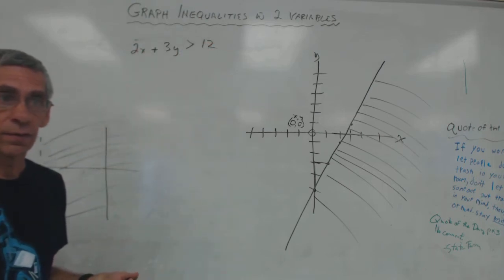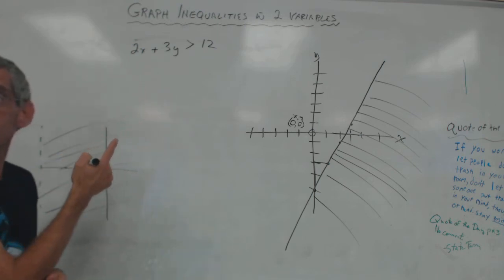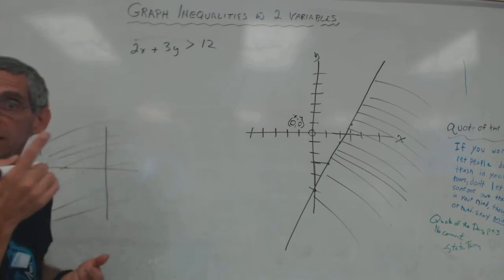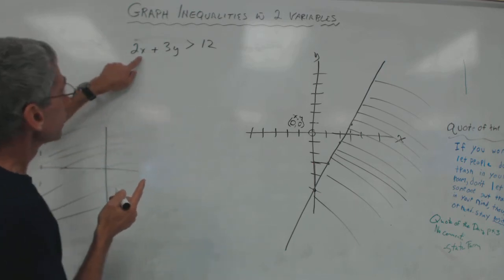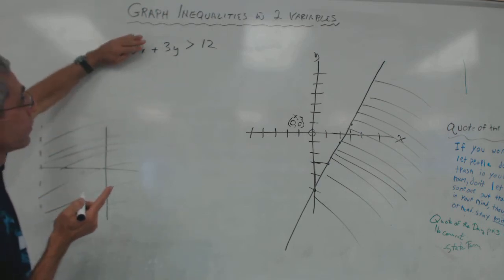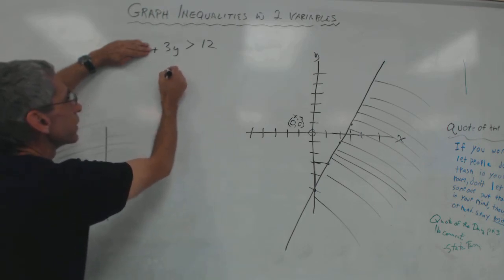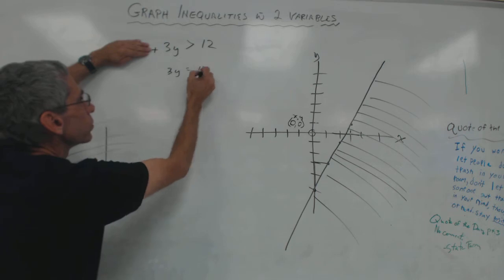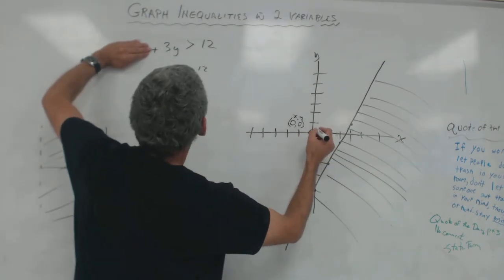Don't you have to put it in something? You can, but remember, how do we graph these? An easier way besides putting them in slope-intercept form is to cover one variable. To find the y-intercept, I basically make x 0. So 3y is, just think of it as an equals for a second, 3y equals 12, divided by 3, y is equal to 4.